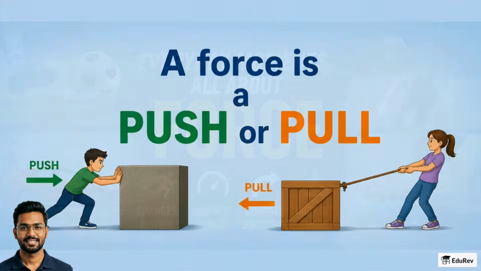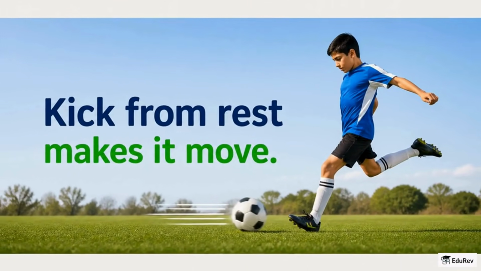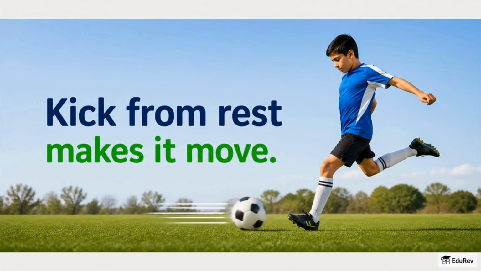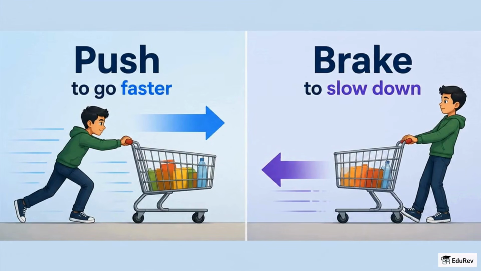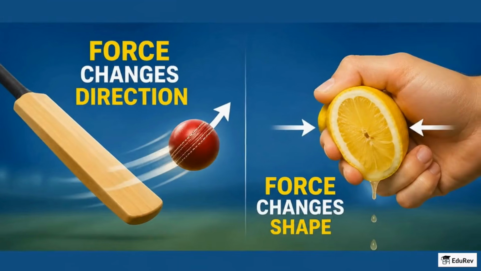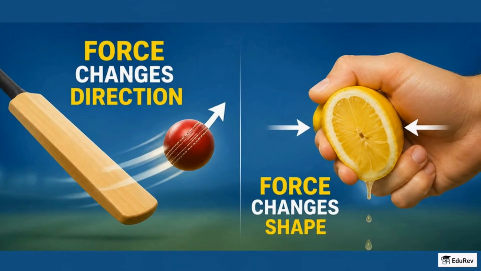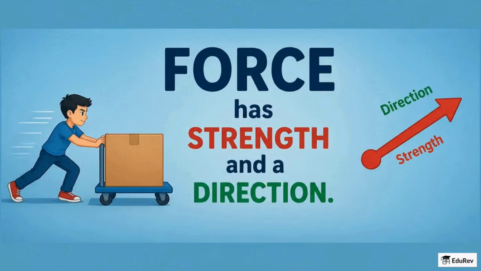A force is simply a push or a pull. For example, kicking a ball from rest makes it move. Pushing a trolley can make it go faster, and using brakes makes it slow down. A cricket bat changes the ball's direction, and squeezing a lemon changes its shape. Force is a physical quantity, so we must say how strong it is and which way it acts.